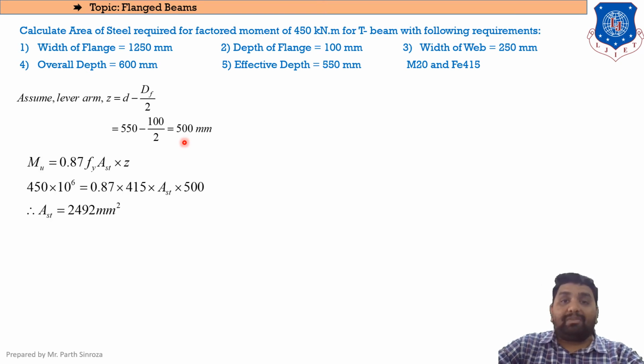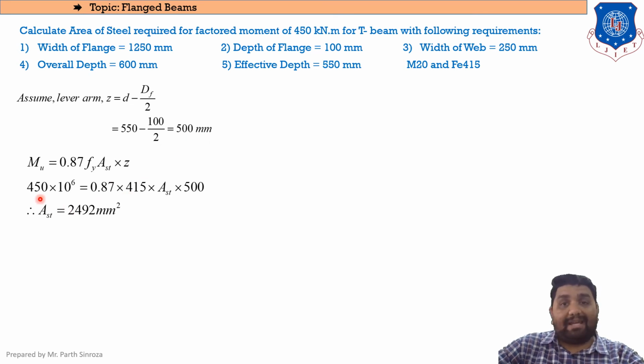So Mu, that is force into perpendicular distance. So force, that is the tension force. So tension force is 0.87 fy Ast. Fy is the grade of steel or the strength of steel, and the strength of steel is according to our Fe415, that is 415 Newton per mm square. And Z is the lever arm. The lever arm we have already calculated to be 500.